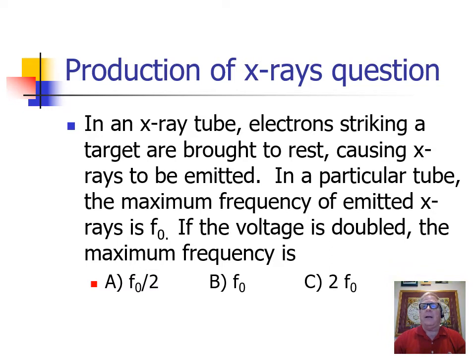You might get an increased production of X-rays because now you have more electrons that have enough energy to knock off one of those inner electrons from the target, but you're not going to change the frequency of the emitted X-rays.